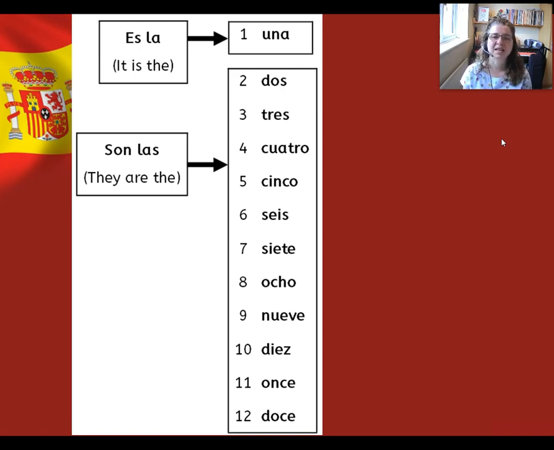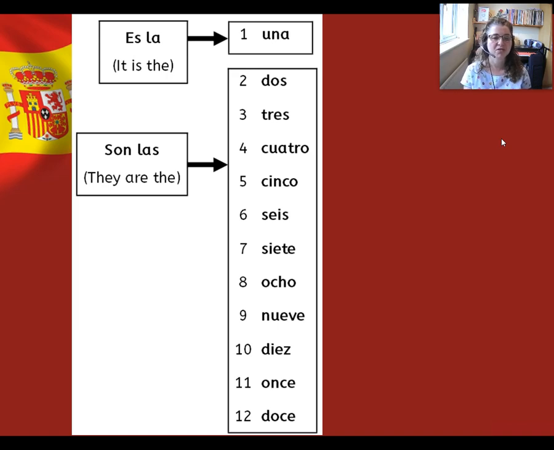So, we have to say es la una because there's only one of it. It's singular. So we have to say es la una, it is one, but then son las 2 all the way to 12, so they are. And we have to say la una and las dos, las tres, and so on, because we're counting hours. And we found out before that the word for an hour is una hora, which is feminine, which is why we have to say una and not uno.